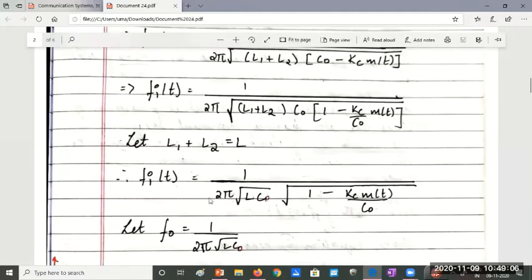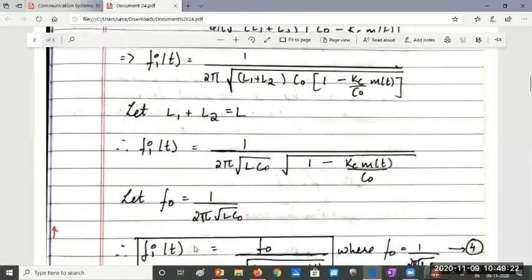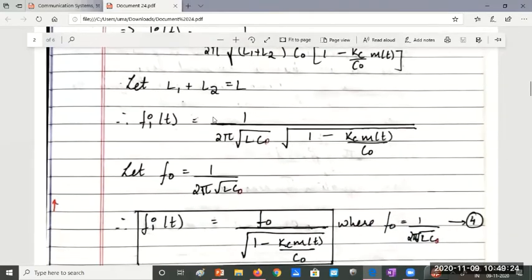Now, this factor which is outside the square root, 1 by 2 pi root L C naught, I'm going to call it F naught. You can call it FC or F naught, okay? The fixed frequency component. So either FC or F naught you call it. This component is fixed. It doesn't change with change in message, right? So since it remains fixed, this is the fixed frequency component.